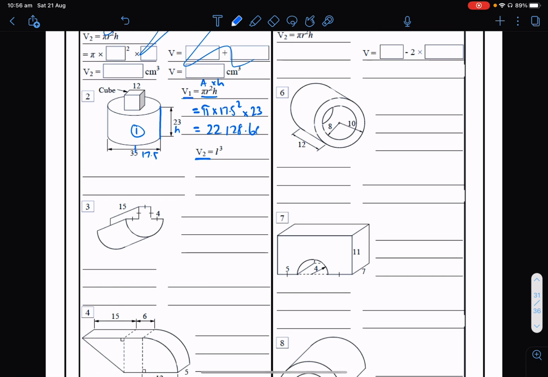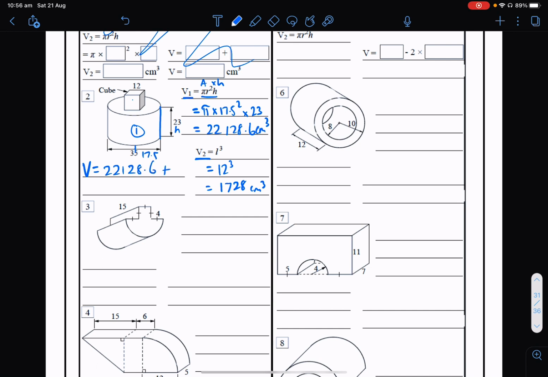So what are the units, did they say at the top? Centimeters. Centimeters cubed. Now we're just doing the volume of the cube, and remember it's the side cubed, so it's 12 cubed, which gives us 12 cubed is 1,728 centimeters cubed.